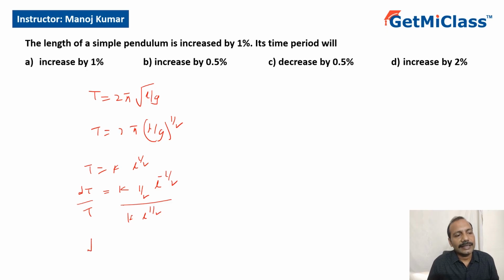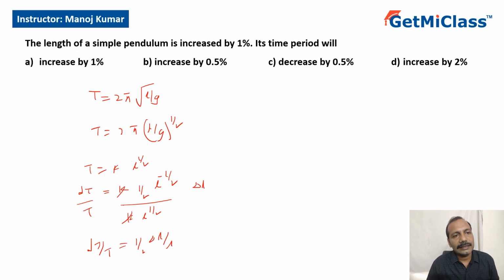So I'll get dT by T, the fractional change, equal to how much? K cancels. I'll be left with half, L^(1/2) and L^(-1/2). Of course, we have a delta L here. So this will be delta L by L.